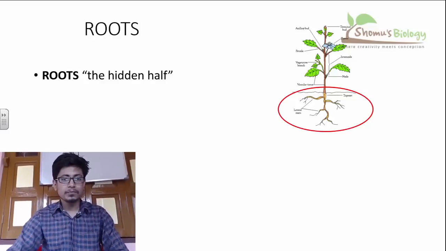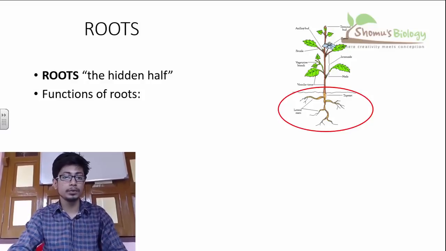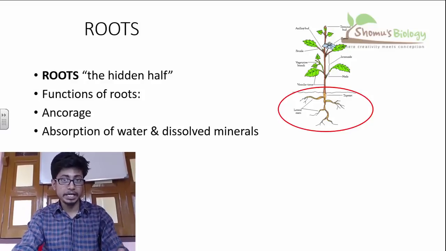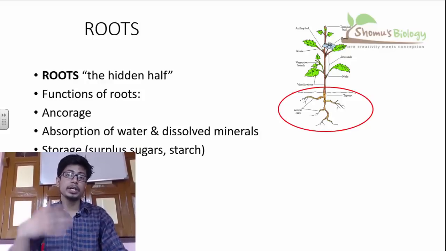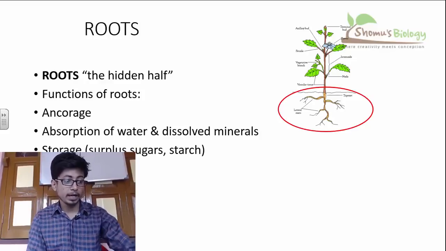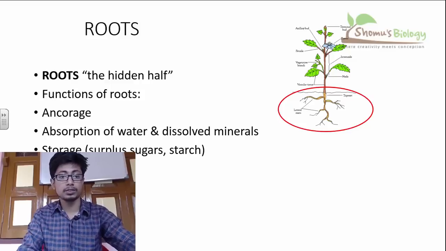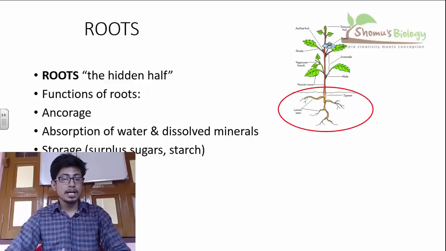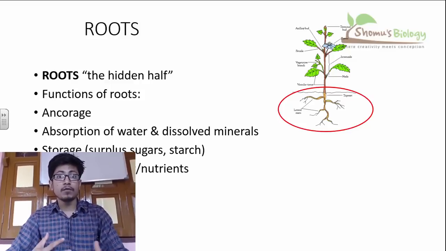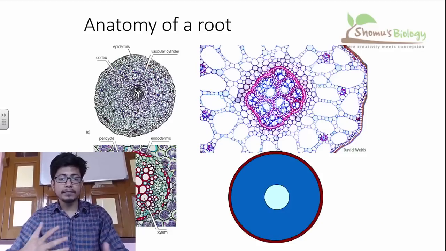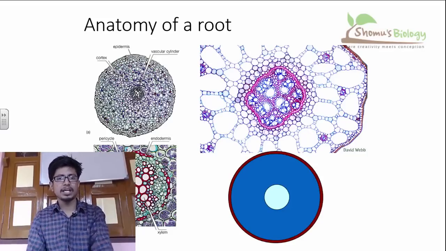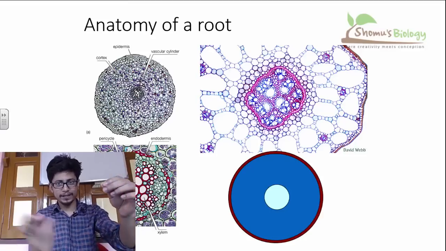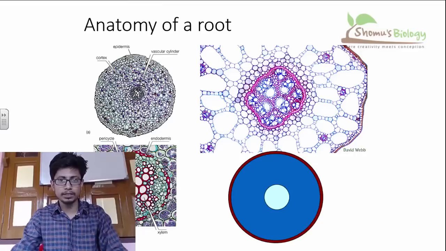So here root is the other half, and the function of the roots involves the anchorage of the plant. It involves the absorption of water and minerals from the soil and transport to other cells of the body. It can also act as storage for sugars and starch. It can have conduction of water and nutrients. And if you look at the anatomy now, you'll find beautiful images, and actually these are some real sections of plant roots. If you take a seedling, and if you take a cross section of the root, you'll see these images.